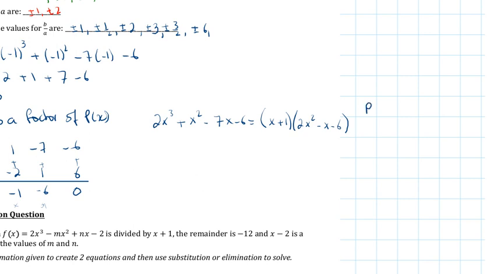Now I'm looking to factor this. So I'm looking for two numbers that multiply to negative 12 and add to negative 1. So that would be negative 4 and 3. And I have to do decomposition. So I have x plus 1, 2x squared, minus 4x, plus 3x, minus 6.